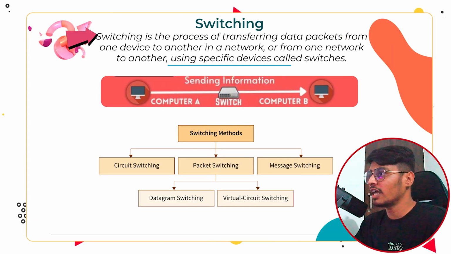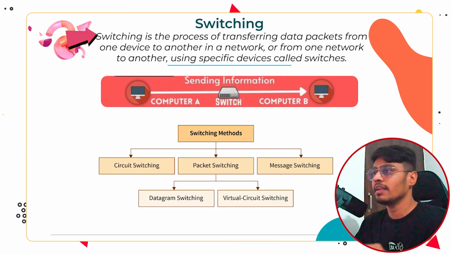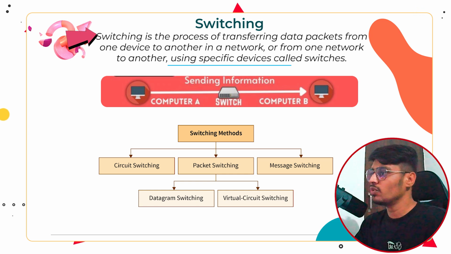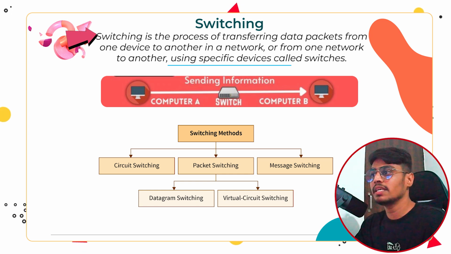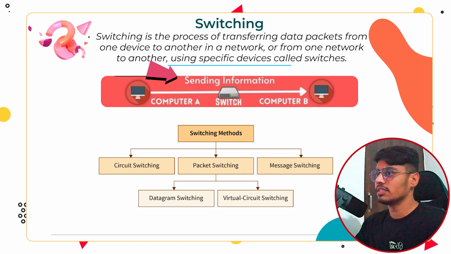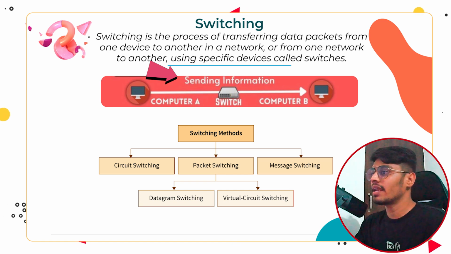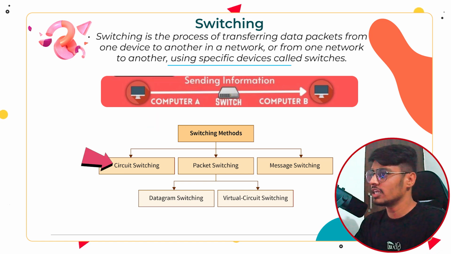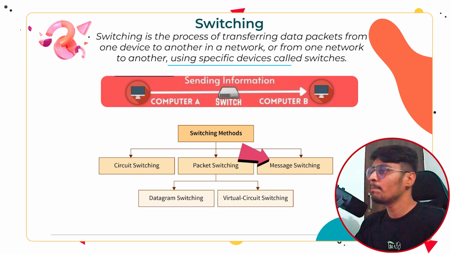Switching is the process of transferring data packets from one device to another in a network or from one network to another using a specific device called switches. So in simple terms, we are transferring data using switches. This is switching. There are three types of switching: first, circuit switching, second, packet switching, and third, message switching.